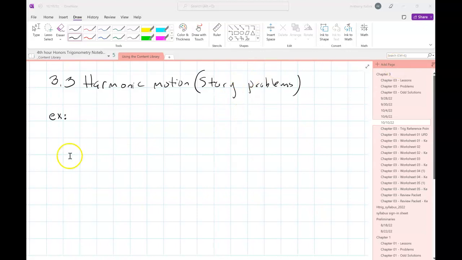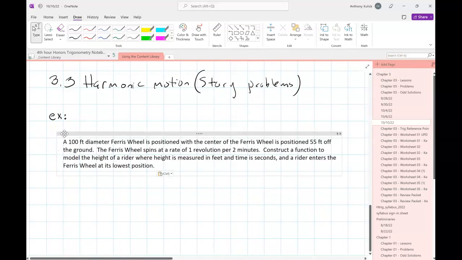Anytime you have an object that's rotating. So let's just run through a couple of examples.